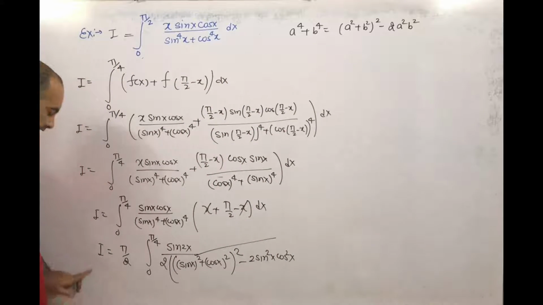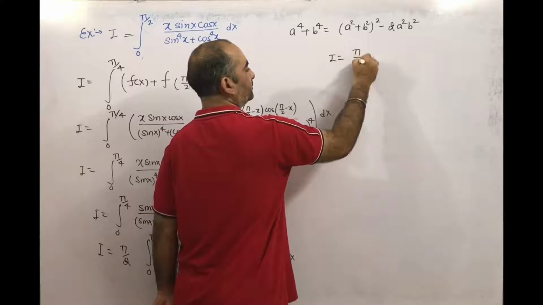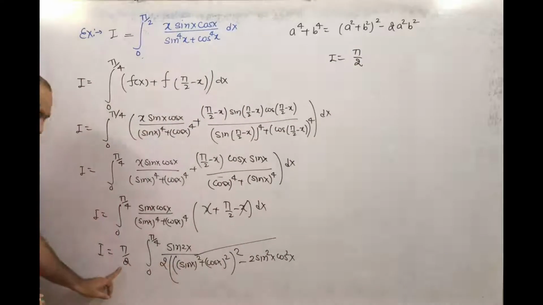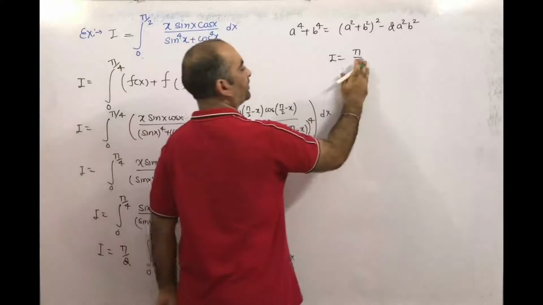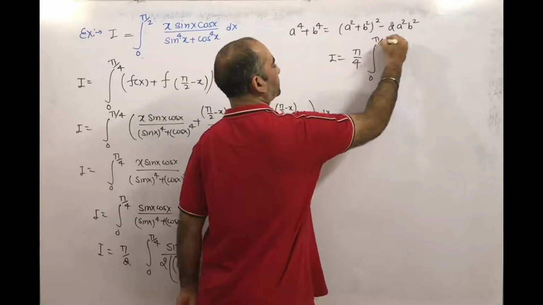So what will come here, I equals pi by 2, and this 2 also we are taking this side. So what will come here, pi by 4, integration 0 to pi by 4.